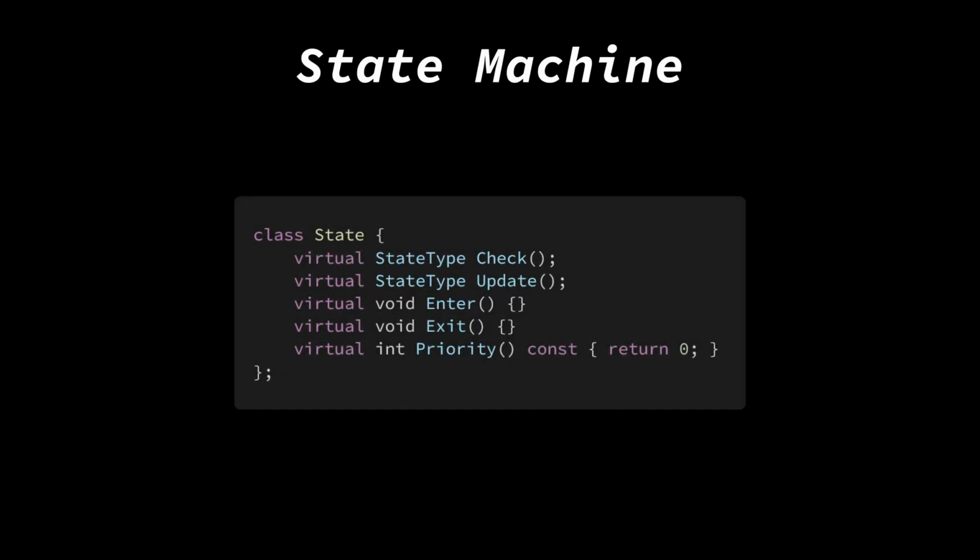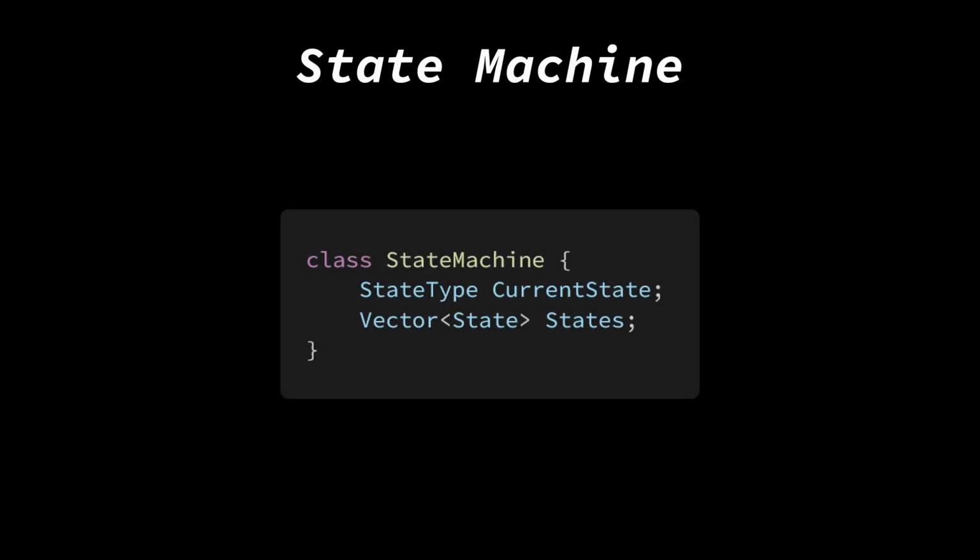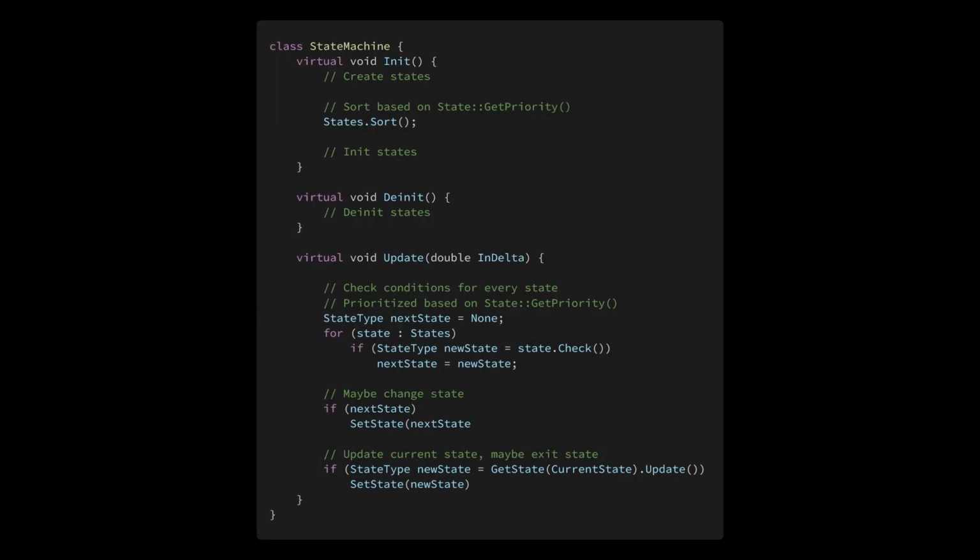Check. This function will be called every frame and returns the state that this state thinks should be the current state. Update. This is the main update function and will only be called on the current state. And this is the state machine. It contains a collection of states and the current state. Here's the core of the state machine.